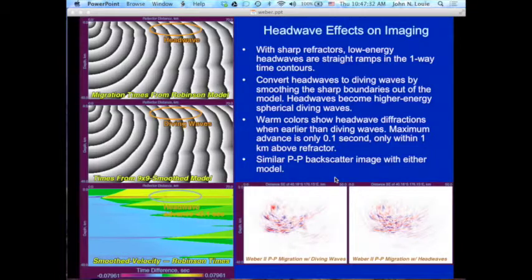Now I maintain that I got a similar P2P backscatter image with either model. On the left, in the center here, that's where I changed the velocity model and used diving waves instead of head waves. And here's the original one that uses head waves. I can't remember whether or not these are Harlan enhanced. There are some amplitude changes using diving waves instead of head waves. But having sharp refractors in a crustal model is pretty realistic, so I wasn't sure that I should smooth the velocity model to that degree.